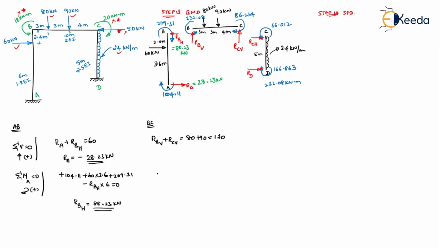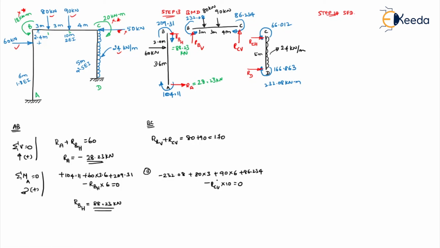Right. Then sum of moments about B, let us do here. So what will happen? This is anti-clockwise 232.08. Then plus 80 into 3, the perpendicular distance. Then again plus 90 into 6. Then again plus 86.234. Then minus RCV into 10 equals 0. So this is how you will get your equation.